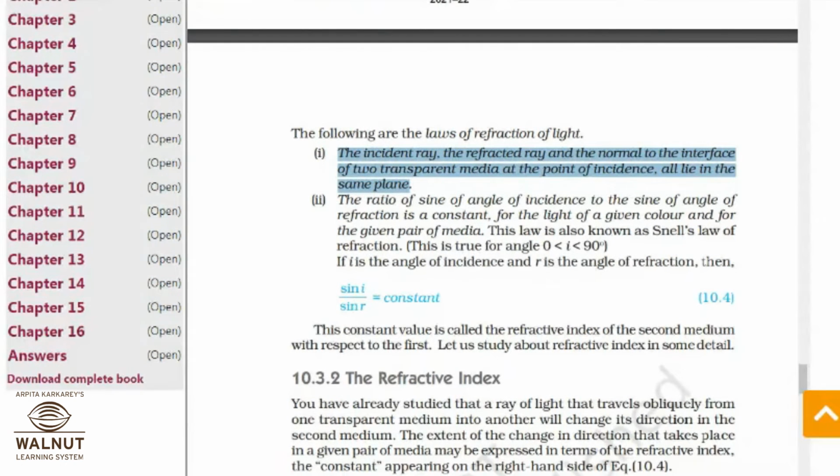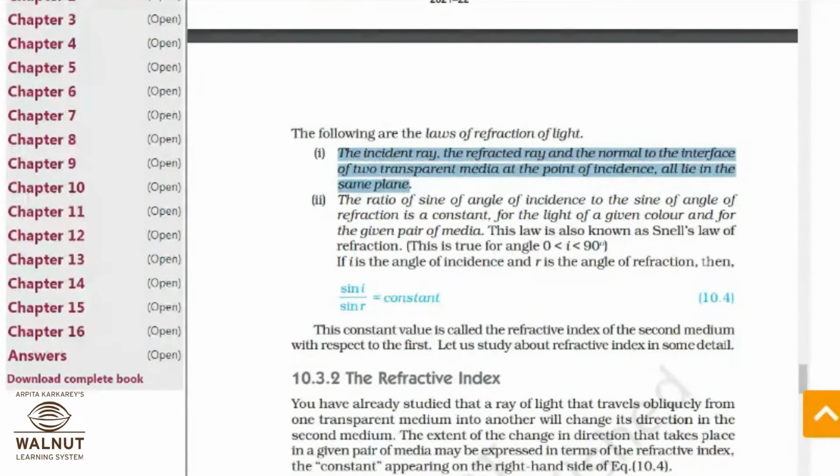Interface means what? The glass slab and the air, where the light rays are actually entering and exiting the transparent media. So that is called the interface. At that interface, whenever we have drawn the normal, those three things are lying in the same plane.